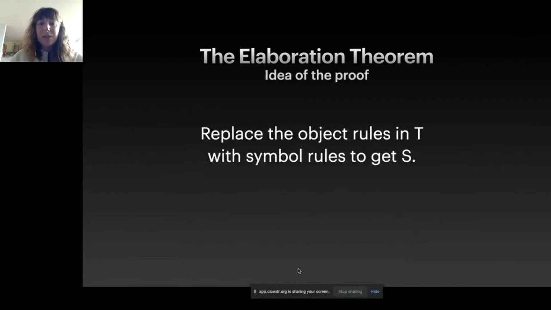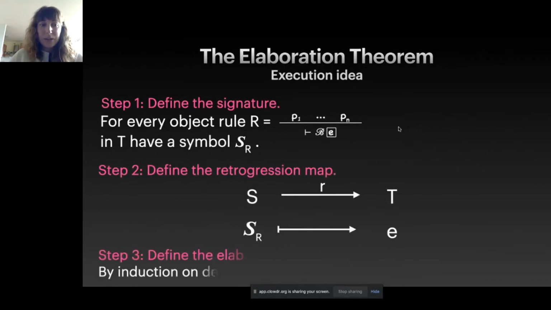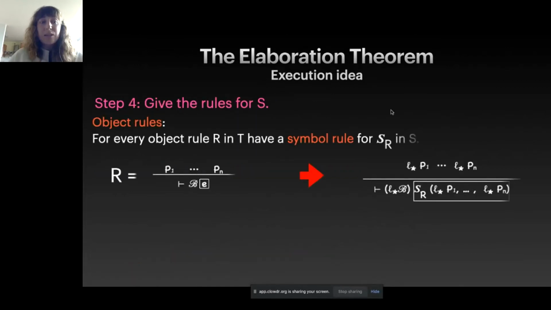And then the next step is to give the rules for our standard type theory S. Again, we want to replace the object rules with symbol rules, so we can only have symbol rules in S. And of course, we will get to the symbol rules by looking at T. So we define the signature, we define the elaboration map. The object rules will be, not surprisingly, the following. For every object rule R in T, we have a symbol rule SR in S. I'm being sloppy here a little bit, because here the arguments should be just the heads of the premises, not the entire premises. But you get the idea.